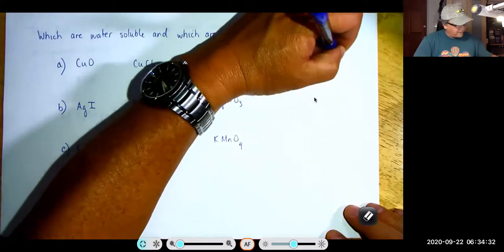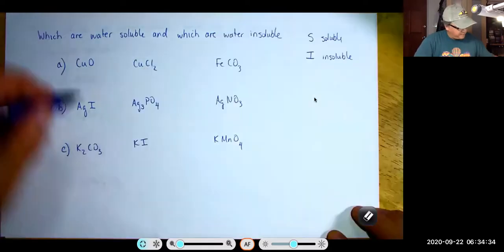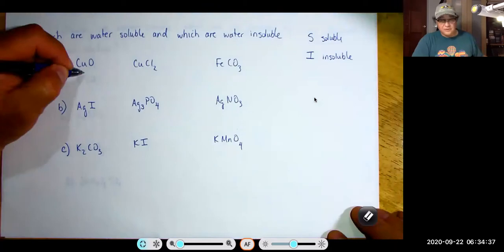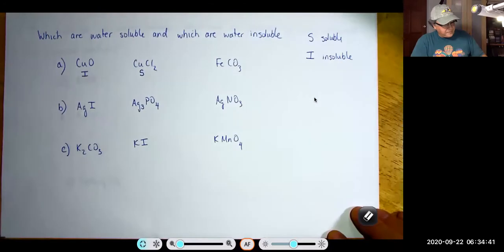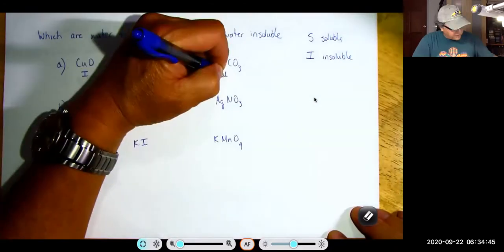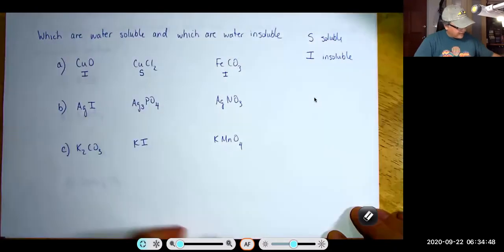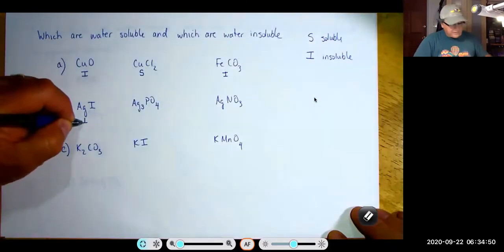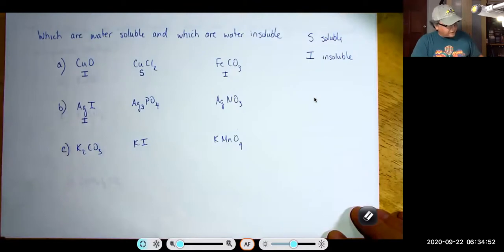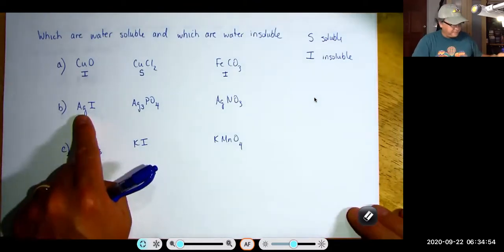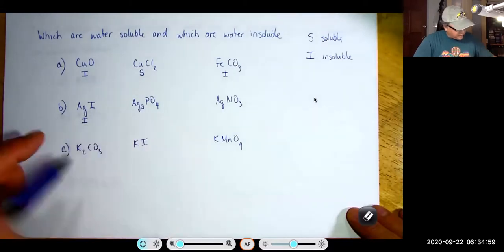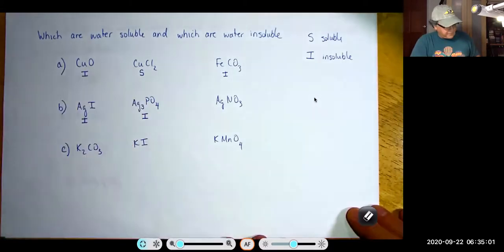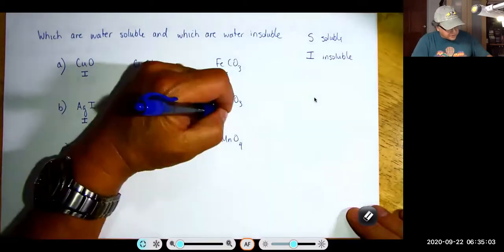So how about this copper oxide? Insoluble. Copper chloride, soluble. Iron 2 carbonate, insoluble. Silver iodide, insoluble. Iodides are usually soluble unless they're combined with silver. Silver phosphate, insoluble. Phosphates are insoluble. Silver nitrate, soluble because all nitrates are soluble.